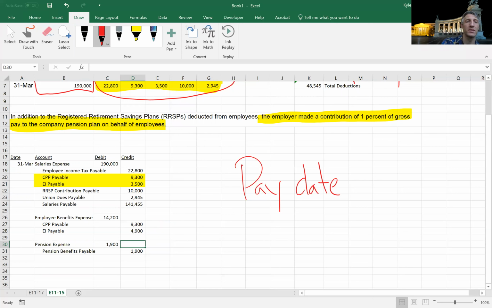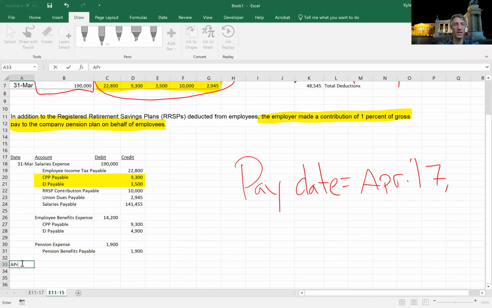And they would do this to recognize the expenses in the proper period within March, the salary expenses on the income statement. But let's say the pay date was April 7th. That's when the employee is going to receive their net pay. So if the pay date is April 7th, the journal entry for that would be to reduce the salary payable to zero. Remember, the salary payable is 141,455. So they're going to reduce that to zero.